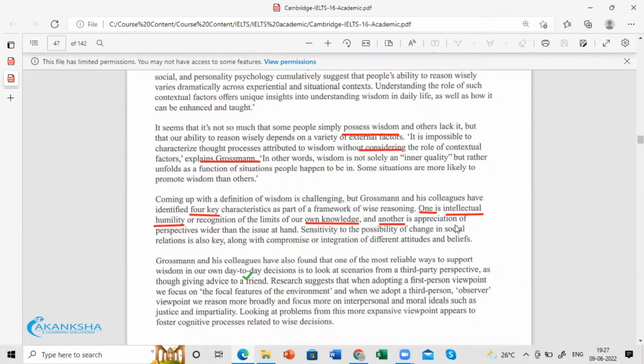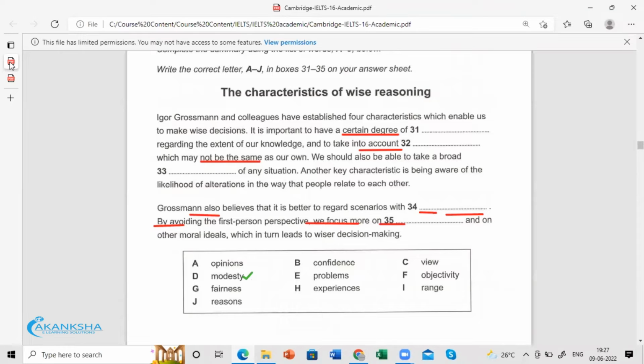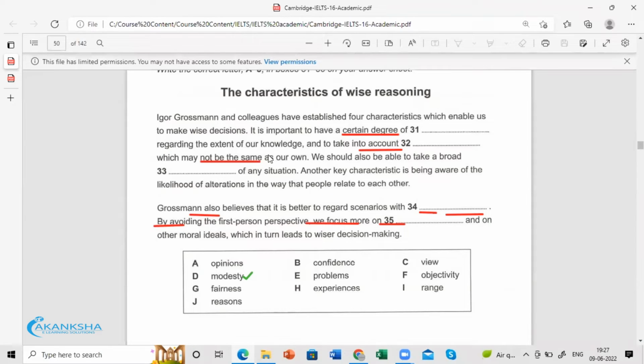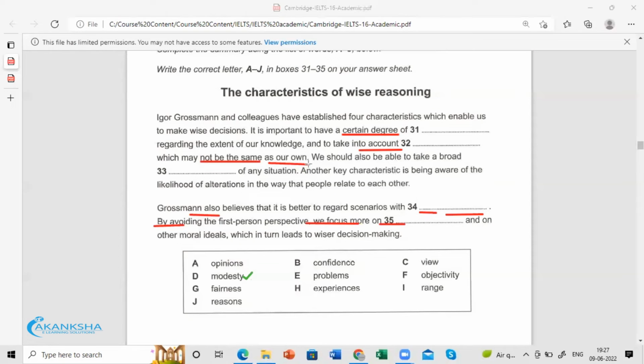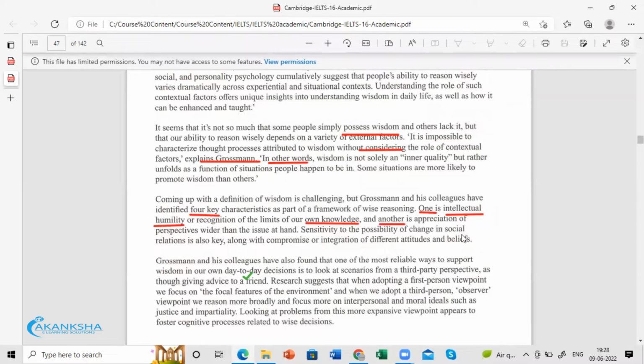Okay, so we need to go further here. Okay, intellectual. Other than perspectives, wider than the issue at hand. Wider than the issue at hand. At hand is something that is a synonym of as our own. Okay, as our own. So what is that one word that we need here as an answer?